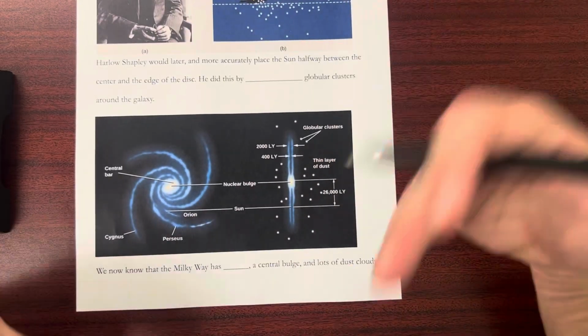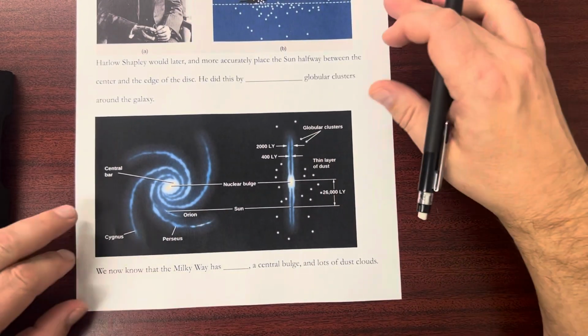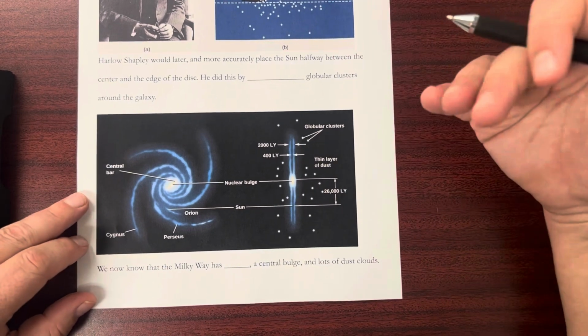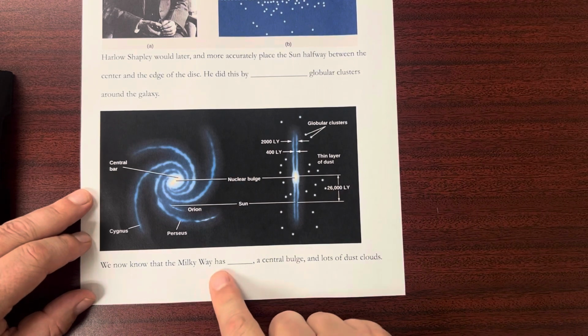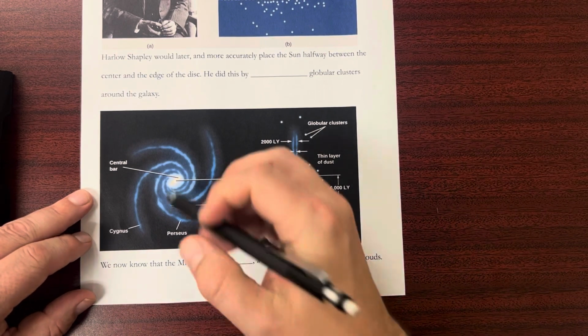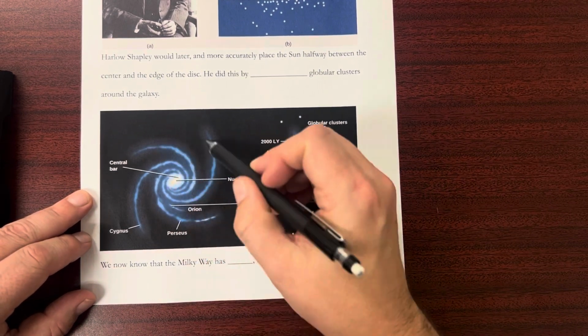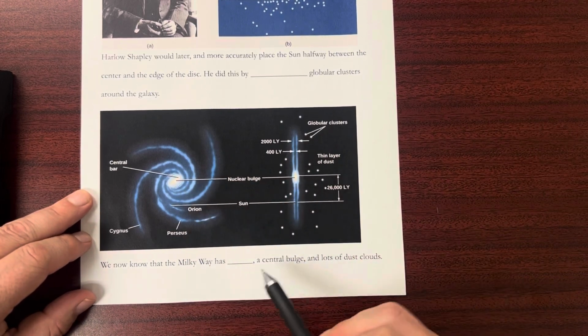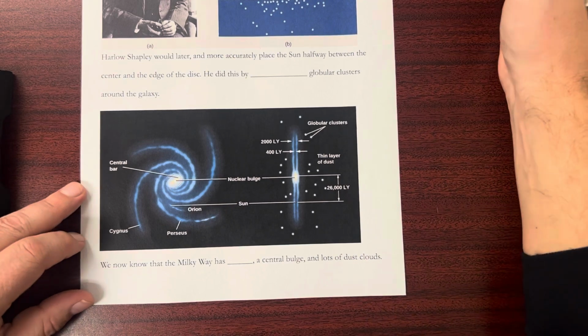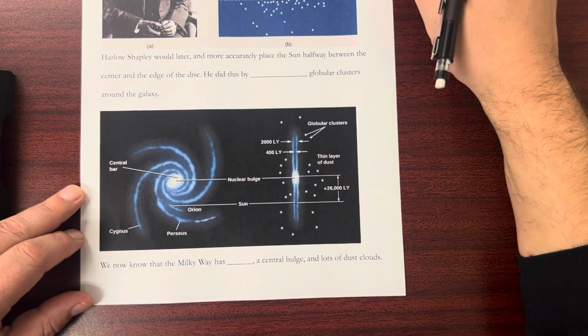So the basic features, and we're going to talk about more of this stuff, but the basic features that we know about now with the Milky Way galaxy, we know that the Milky Way galaxy has arms, which we see here, these long spiral arms, a central bulge in the middle, and lots of dust clouds called nebula, which we will discuss in the future.